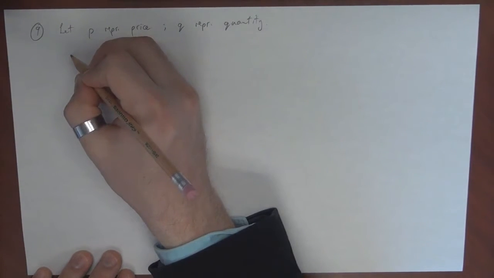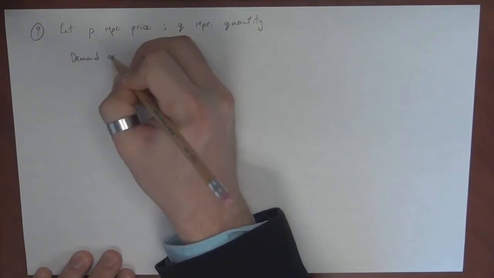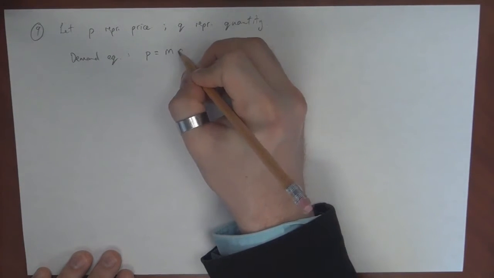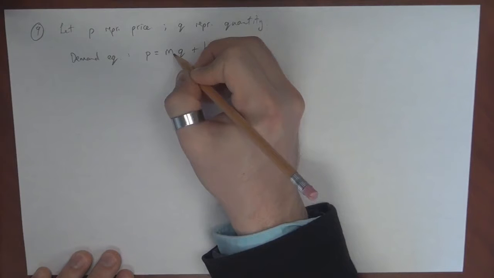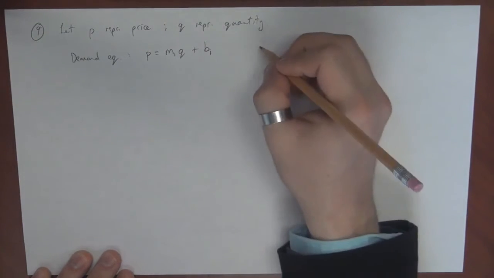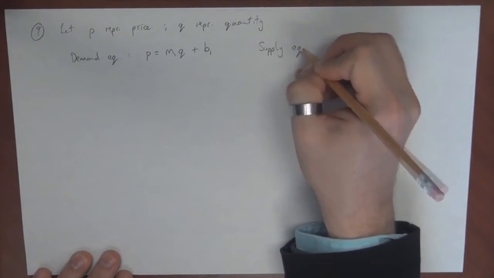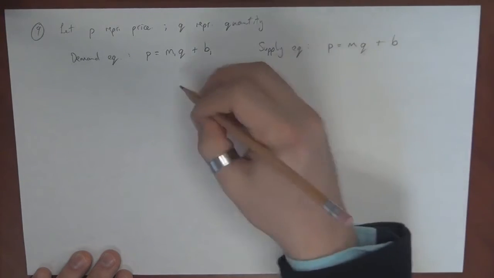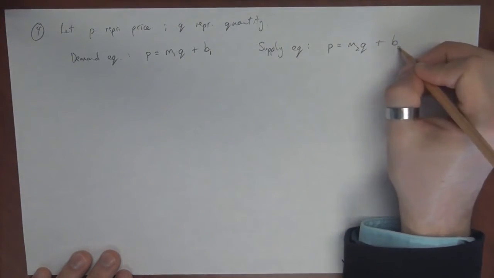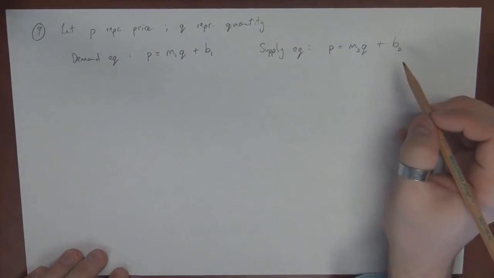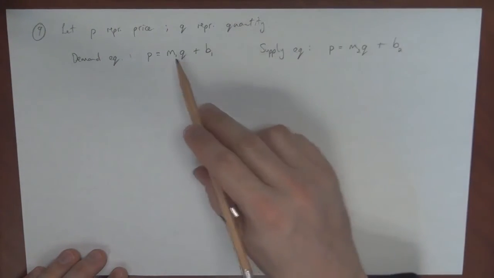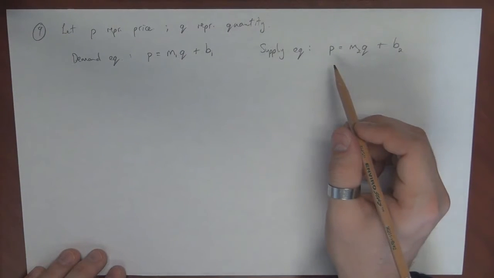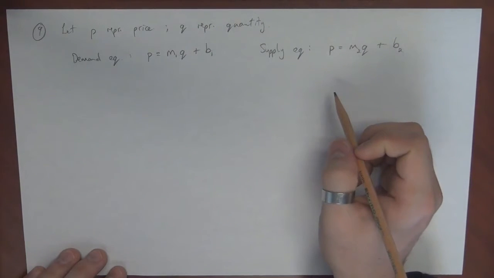Now I'm going to have a demand equation of P equals, I'm not going to say MQ plus B, but I'm just going to number this M1 and B1, because I'm also going to have a supply equation. P equals MQ plus B, and I want to distinguish between the two. So the supply I'll number as M2 and B2. And these equations will be different, so I can't use an M for both. Well, they definitely don't have the same slope.